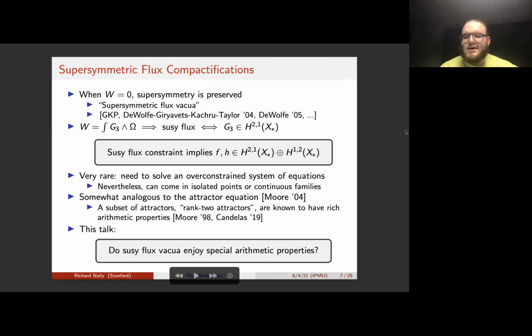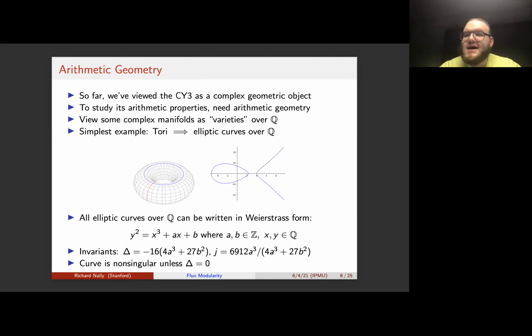Okay, so I guess I will proceed then. I'm going to spend the rest of the talk talking about the arithmetic geometry of flux vacua, which means I have to introduce arithmetic geometry. So I'm going to try to be fairly concrete, but I want to really explain what's going on clearly and with examples, because this is the setting for the rest of the talk.